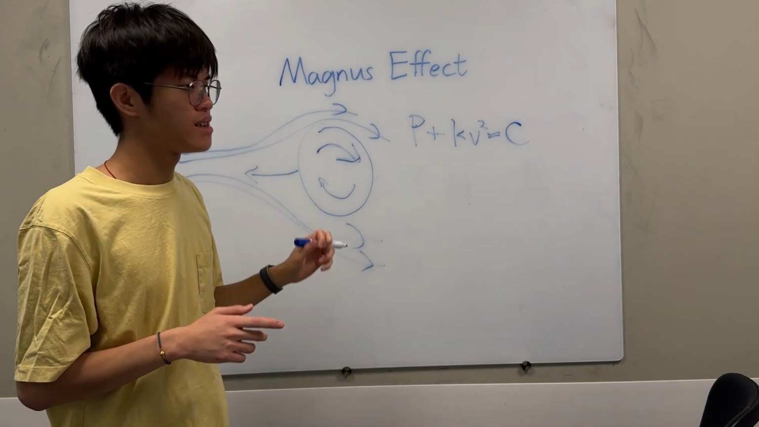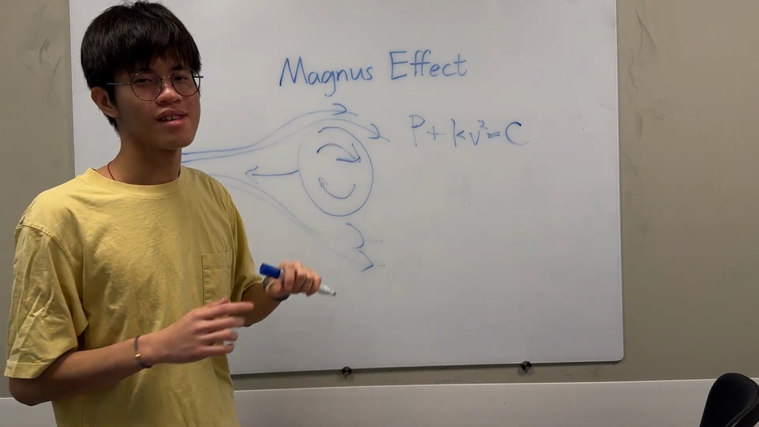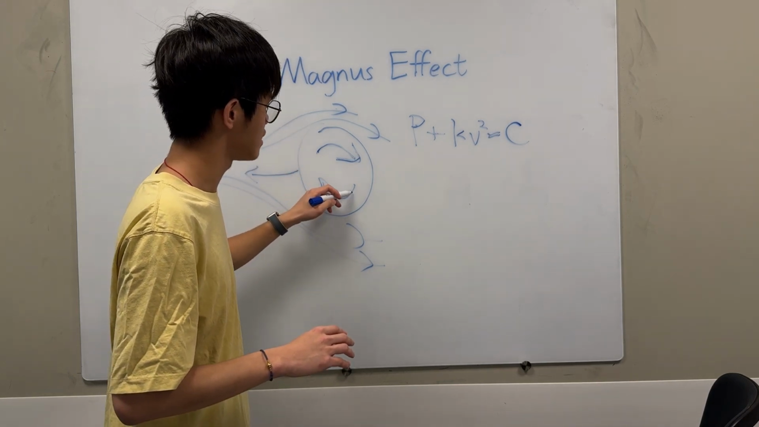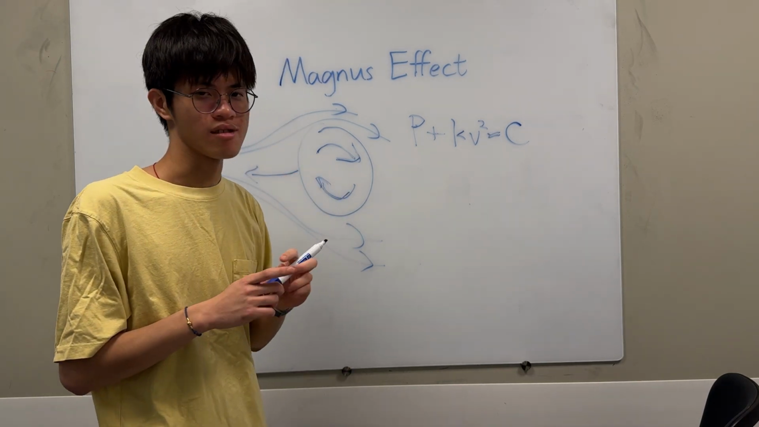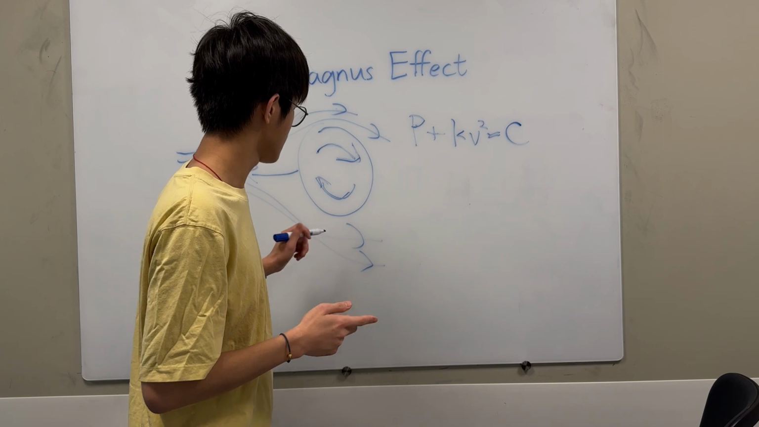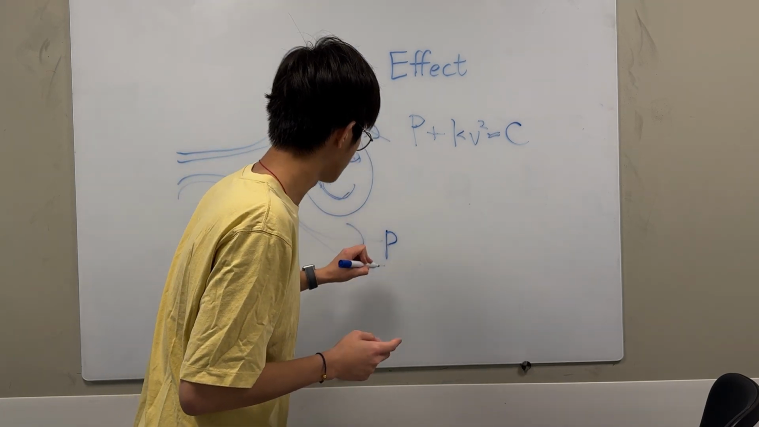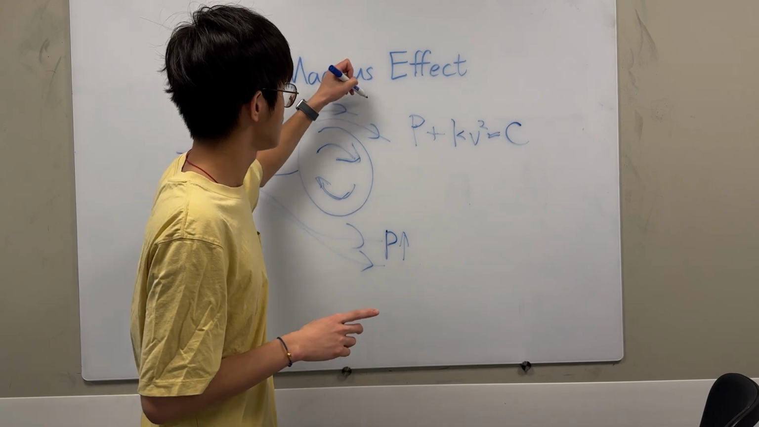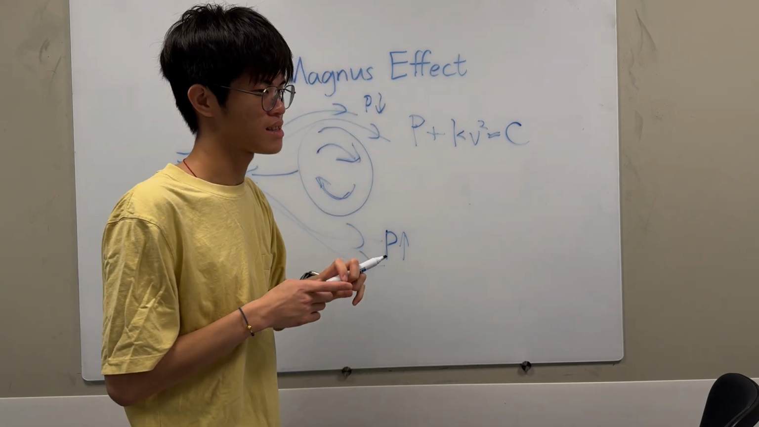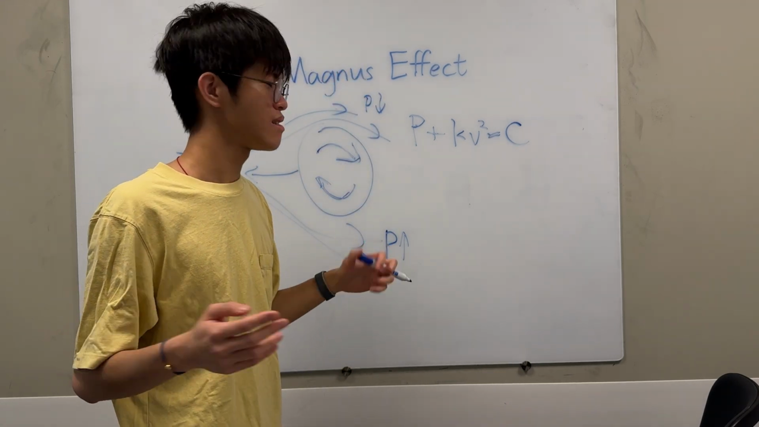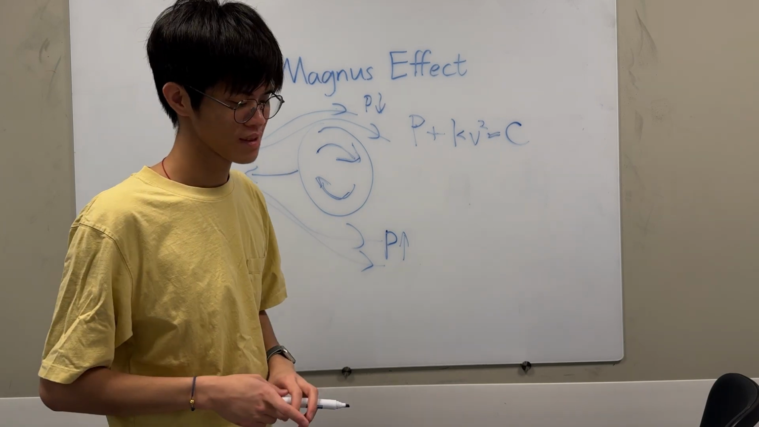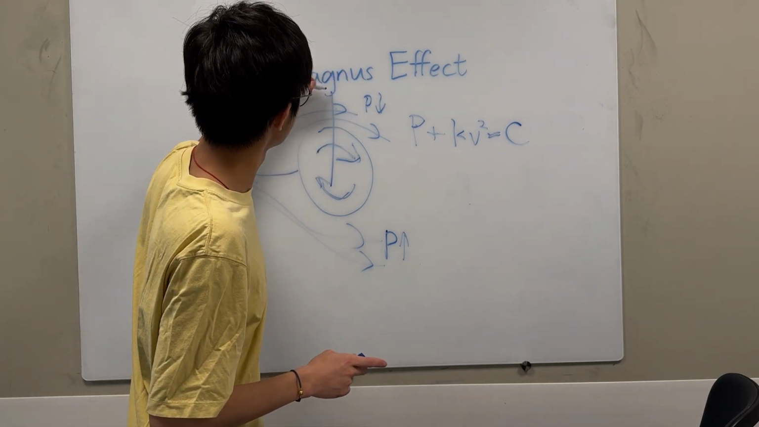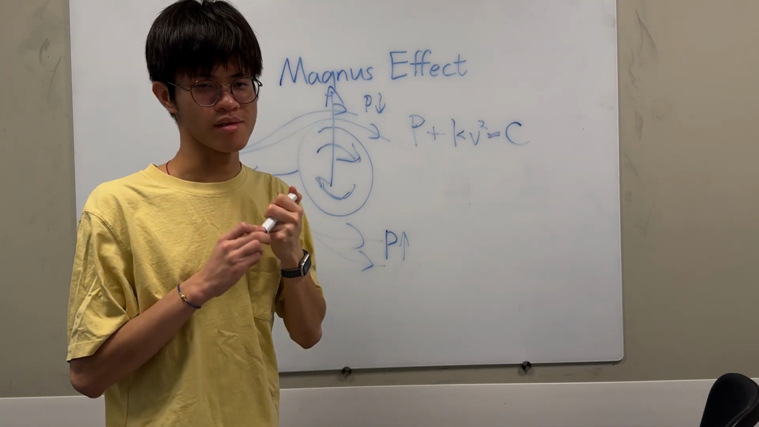So that's why we know when this side of the ball flows with the airflow, it speeds up the airflow, and vice versa, this side slows down the airflow. So that's why the pressure increases on this side and it drops on the other side. And pressure is also a measure of force. That's why we get the Magnus force pointing upwards due to the pressure difference.